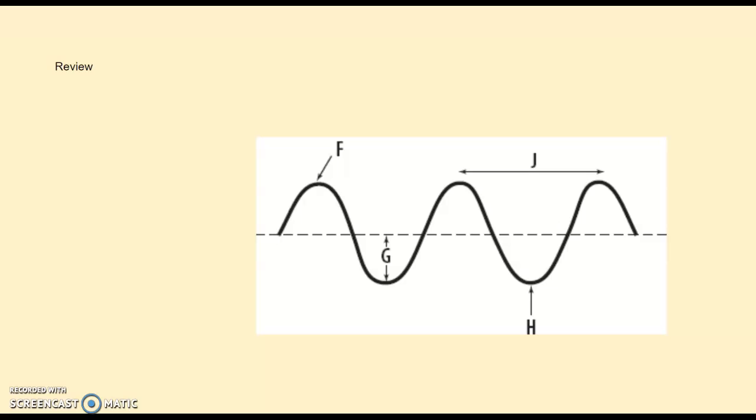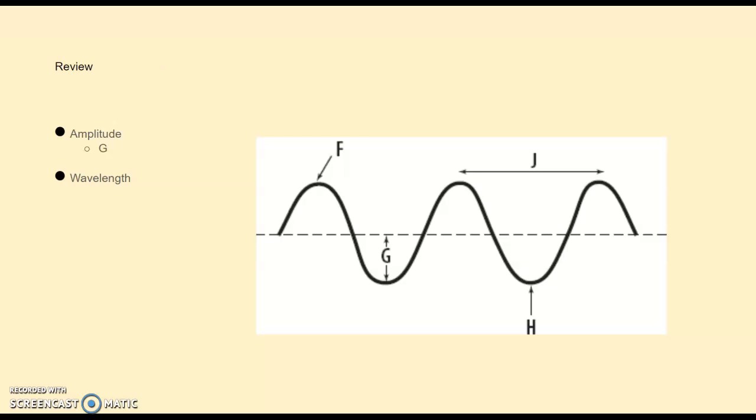We also talked about some certain parts of a wave. So looking at this picture, think to yourself, which of these letters would represent the amplitude? That would be G, okay? The distance from the starting point or the middle to either end would be the amplitude. So it can be from the middle to the bottom or it can be from the middle to the top. That's my amplitude.